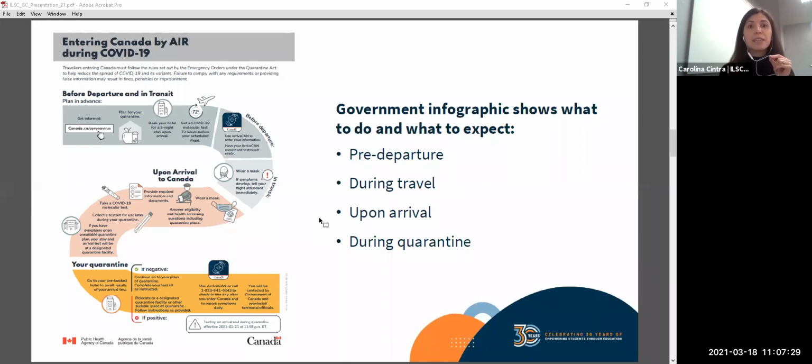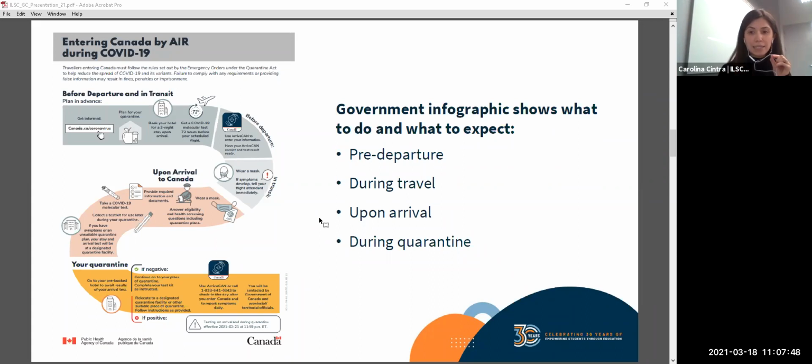After the student receives the negative test, the student can go finish their quarantine at the ILSC accommodation, either a partner hotel or homestay accommodation. Okay? There's a new thing as well at the airport.